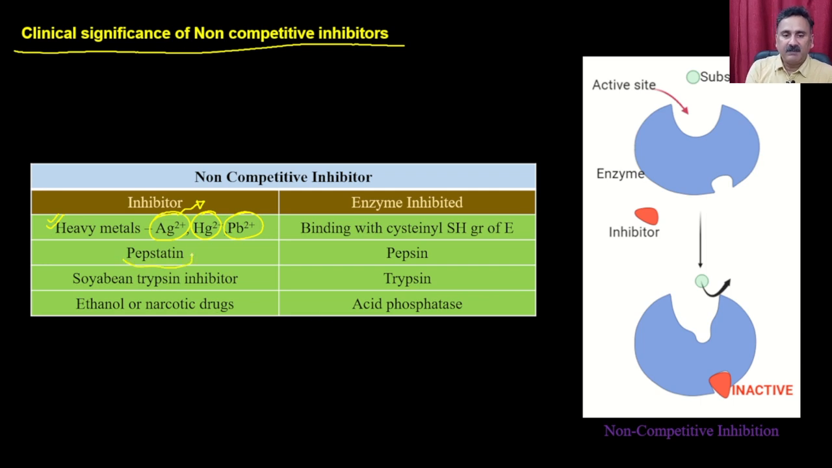Then we have pepstatin. Pepstatin is a protease inhibitor for pepsin. Then we have the soybean trypsin inhibitor, which is the inhibitor for trypsin. And then we also have ethanol or the narcotic drugs. And that also has an inhibitor for the acid phosphatase.